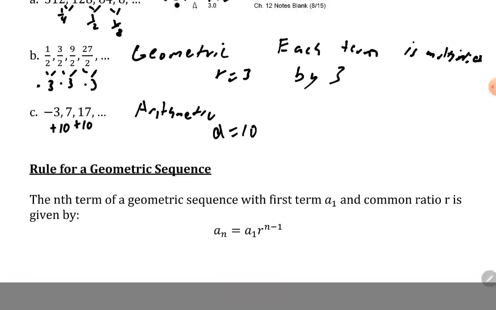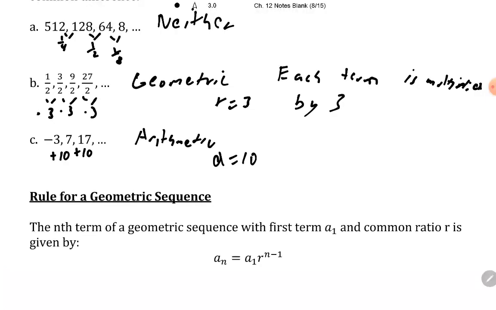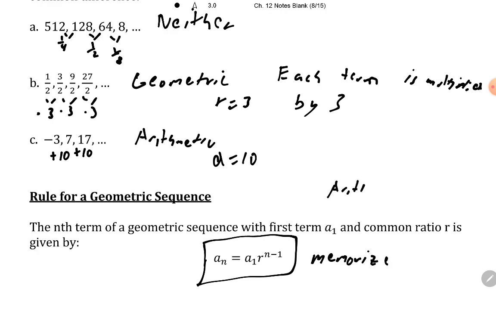Okay, and then we have a rule for anything that's geometric. This guy: first term times R to the n-1. And again, memorize. Okay, just a reminder, the arithmetic one is A, the first term, plus n-1 times D. Geometric is this one.